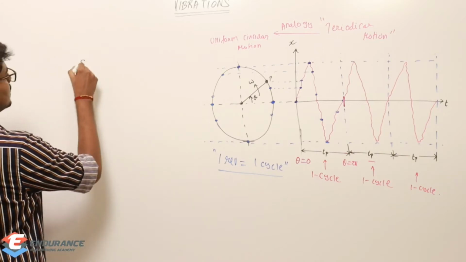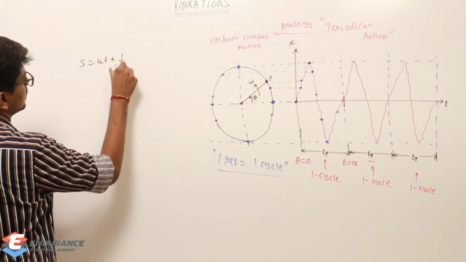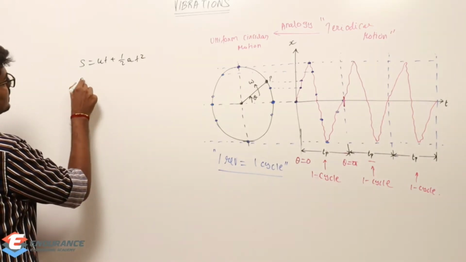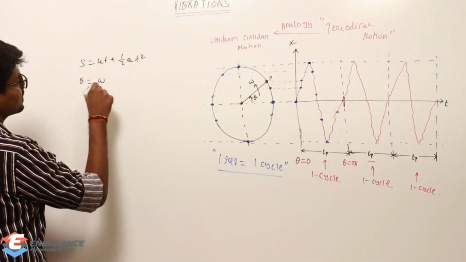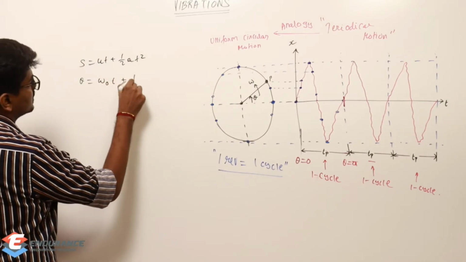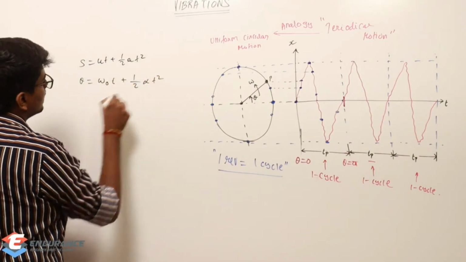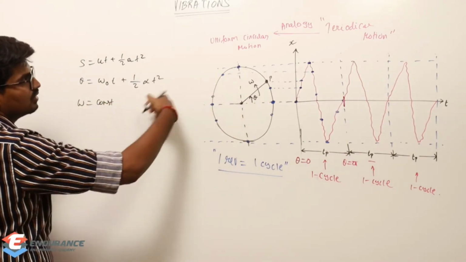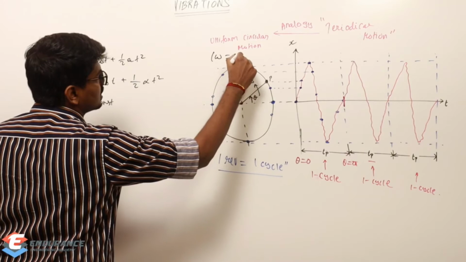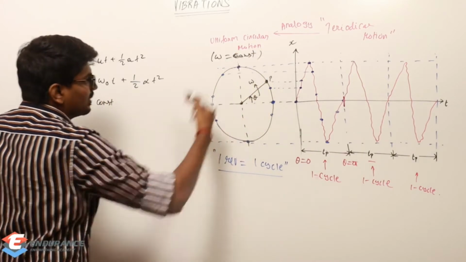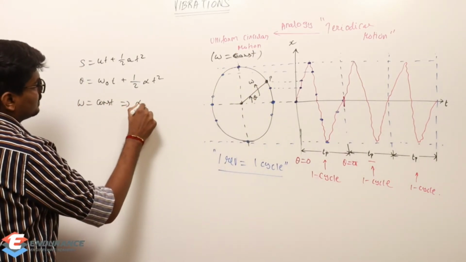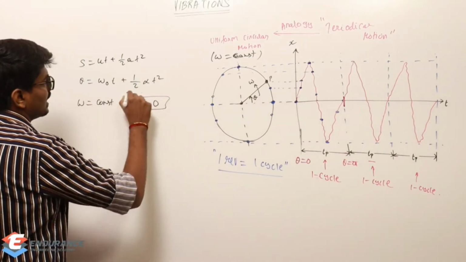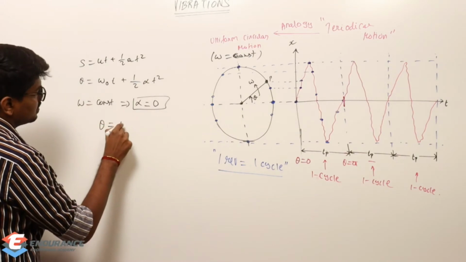What is that? We know S is equal to ut plus 1 by 2 at square. From the basics, in terms of angular, I can write theta is equal to omega naught into t plus 1 by 2 into alpha t square. We know omega is constant because it is uniform circular motion. If omega is constant, what is going to be alpha? Alpha is nothing but rate of change of omega, so alpha will be 0. If alpha becomes 0, my theta will be simply omega into t.